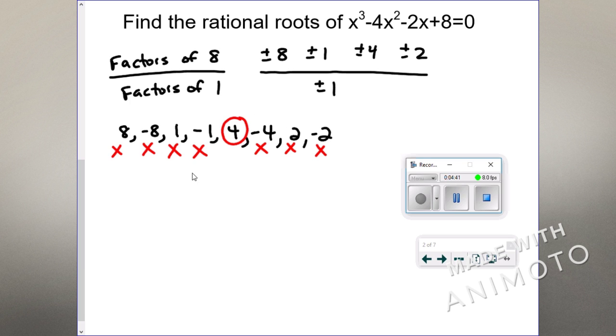All the other ones did not. So our only rational root of this polynomial equation is 4. Now, what can we use this for? This lesson and last lesson totally go hand in hand. So now we can use this, maybe instead of having to use your graphing calculator. Now we can find all of the roots of a polynomial equation without having to graph any of it.